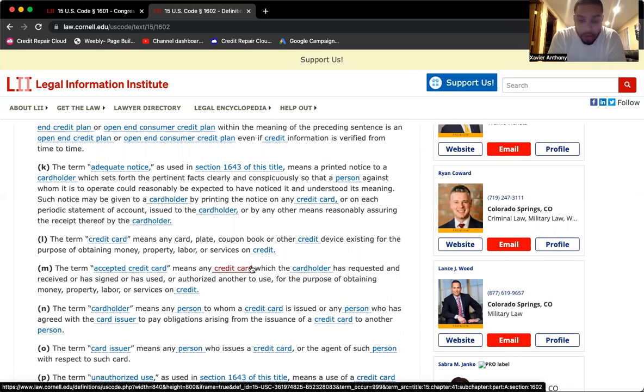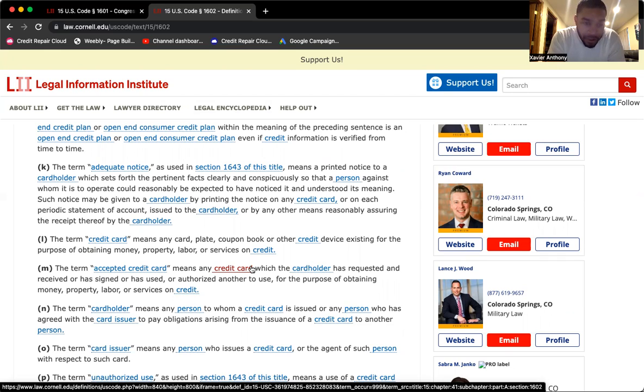which is social security card, your driver's license, a license plate, debit cards, billing coupons, library cards, etc. Anything that you use in order to obtain credit, or to pay off a debt at a later date, that's what a credit card is. All right, so now let's skip to N, card holder.